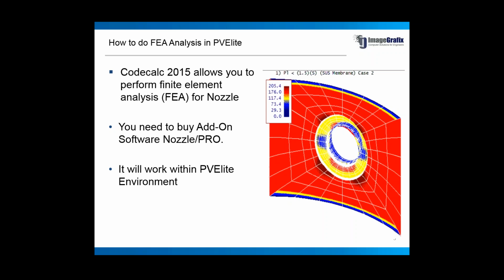Once Nozzle Pro is installed, you can select the FEA option and push the button called analysis. Then the software will perform the analysis. In the background it initiates Nozzle Pro, performs the analysis, and gives the results within the CodeCalc environment for you again. So we are doing the same thing, typically the way it was done in PVElite for TEMA, for WRC 107 in CodeCalc. So this is the way you can perform the FEA for nozzles inside the CodeCalc environment.